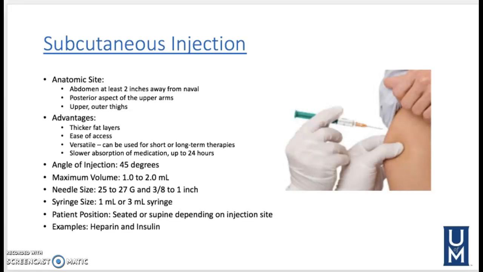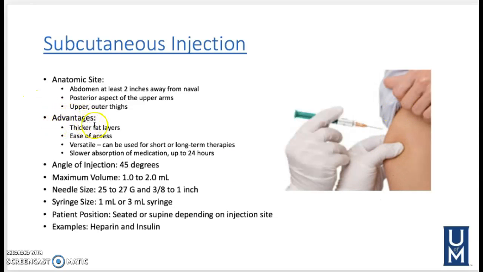The sites for these are going to be the abdomen, at least 2 inches away from the belly button or the navel. The posterior aspect of the upper arm. So we'll see in this picture, this is the back of the arm there. The upper and outer thighs. These areas are fatty. We're looking for subcutaneous tissue. We are not going to the muscle. We are going into the subcutaneous fat, subcutaneous layers.